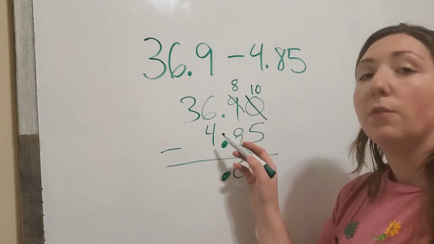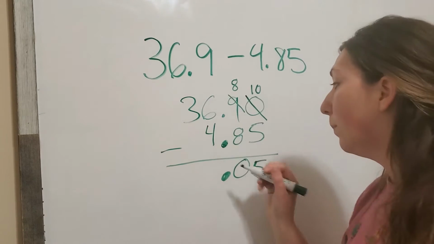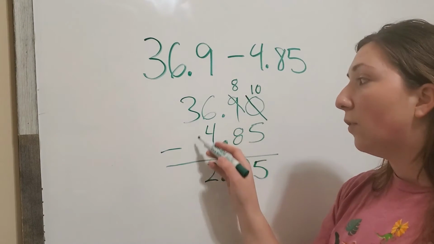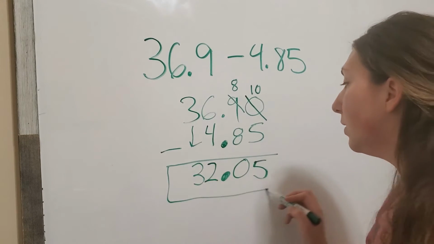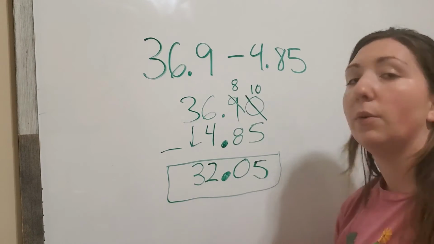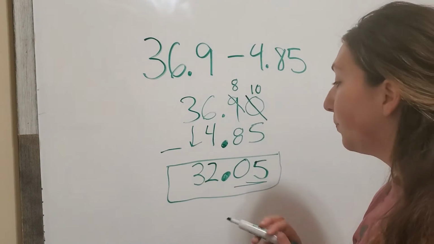Can we do 6 minus 4? Yes, because 6 is a bigger number. So 6 minus 4 is 2. And then the 3, there's no number, so we're going to bring that 3 straight down. And our answer is 32.05. And this is in the hundredths place.